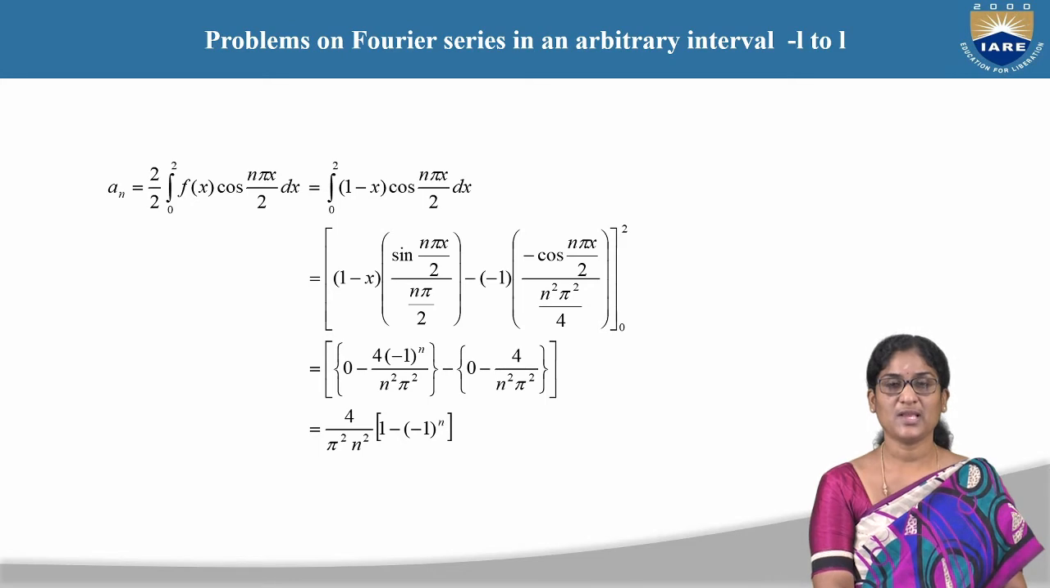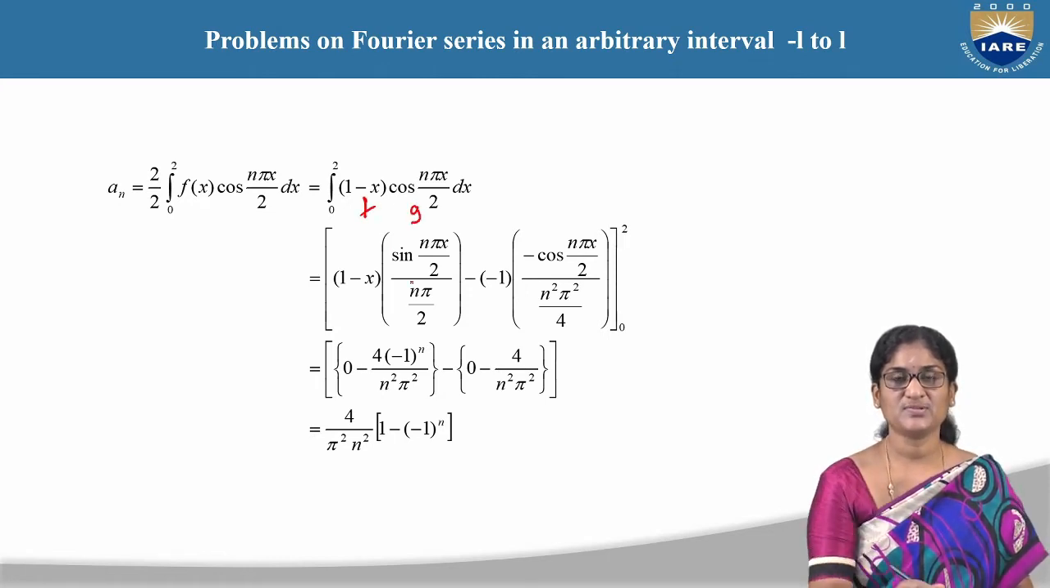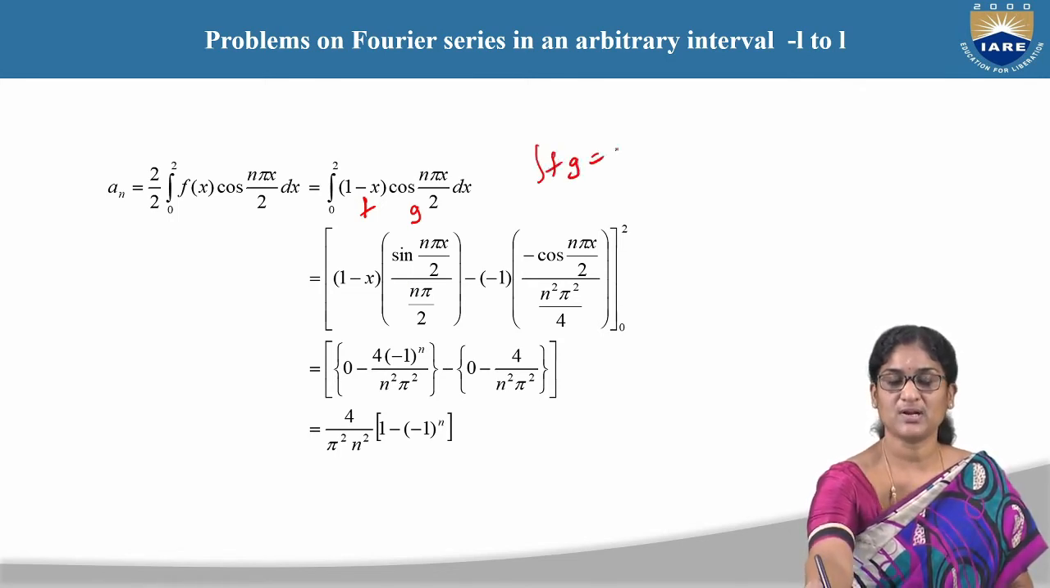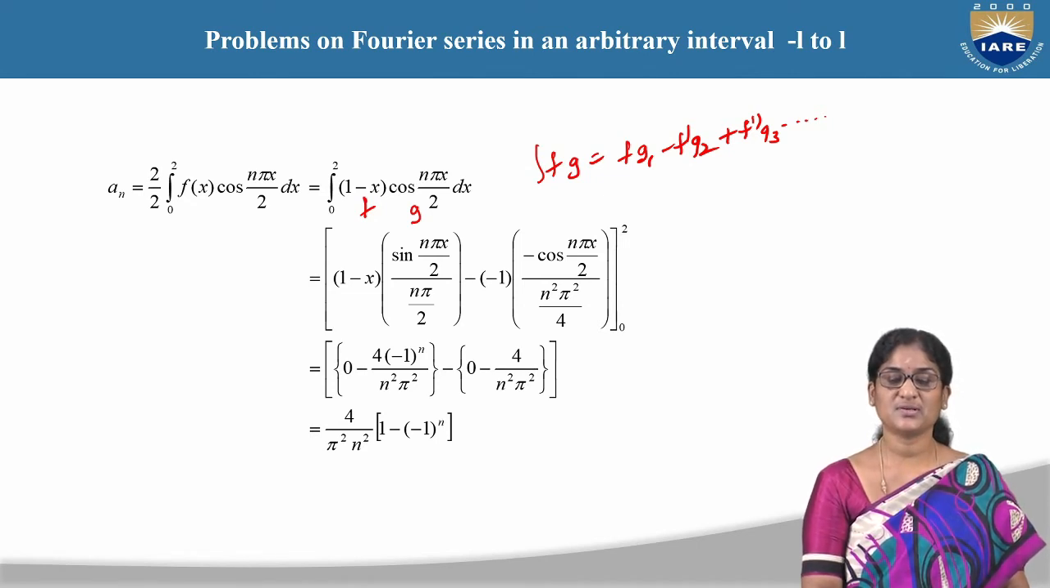So now let's find out the an value. An is equal to 2 by 2 integral 0 to 2 f of x cos n pi x by 2 dx, and which comes out to be integral 0 to 2 1 minus x cos n pi x by 2 dx. So again I'm assuming this as f and this as g. I'm using integration by parts, which is already done in the previous section. Integral of f into g is equal to f into g1 minus f dash into g2 plus f double dash into g3. This is a unique formula which we are using for finding out the integration by parts for any product of the functions in a Fourier series.